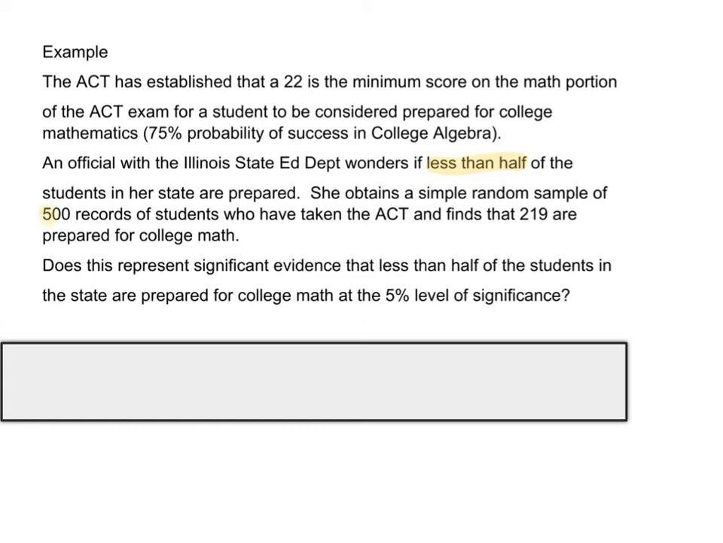So she gets a sample of 500 records of students who've taken the ACT and finds that 219 are prepared for college math. That is less than half. But does it represent significant evidence that less than half of the students in the state are prepared for college math at the 5% level of significance, right? 219 out of 500 is less than half, but is it an extreme enough result to draw some important conclusion? Okay, that's what we're looking at here.